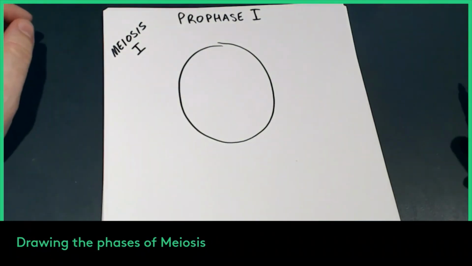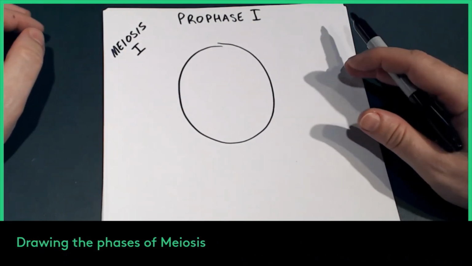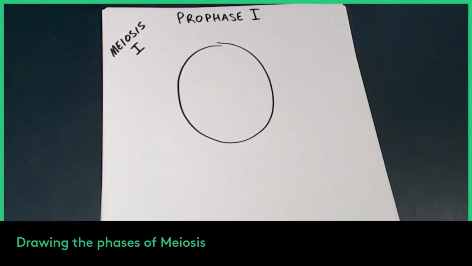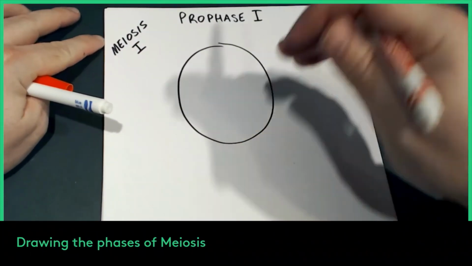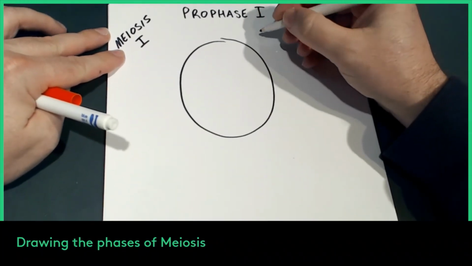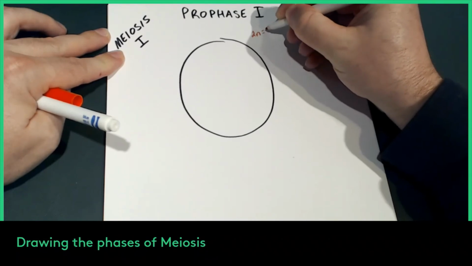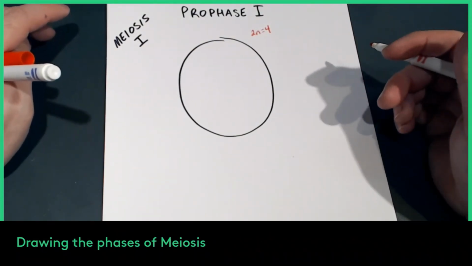So here's a cell, and let's just say we're doing male meiosis right here. And you remember in prophase, the hallmark is that we coil up chromosomes. So I am not going to draw 46 chromosomes just like last time, but I will draw, let's say, 4 chromosomes. So we're going to say this is a 2n equals 4 cell. If this was a human, it would be 46. We're just going to draw 4.